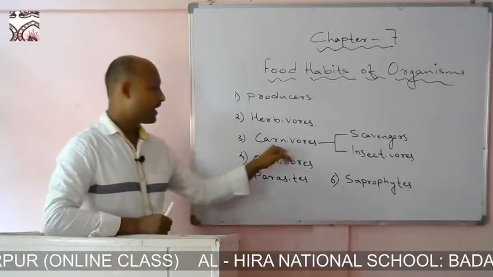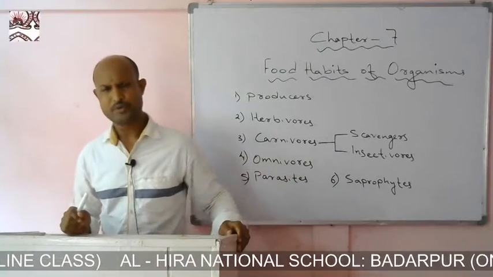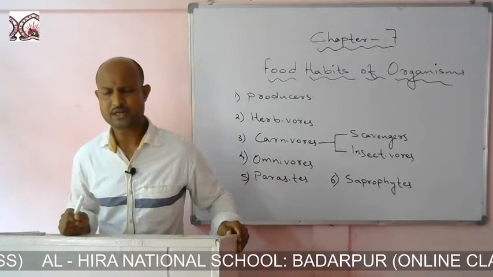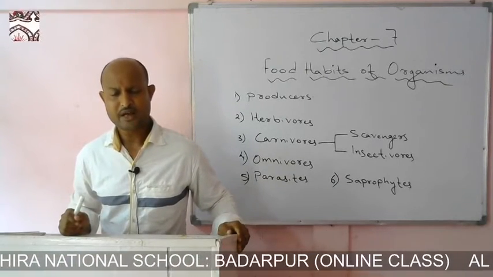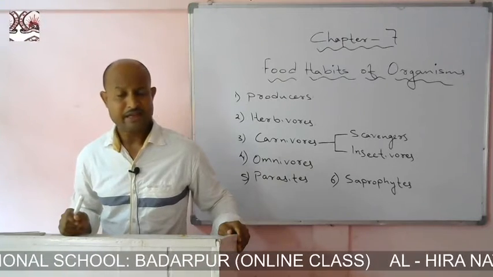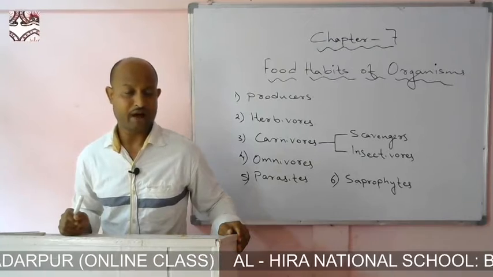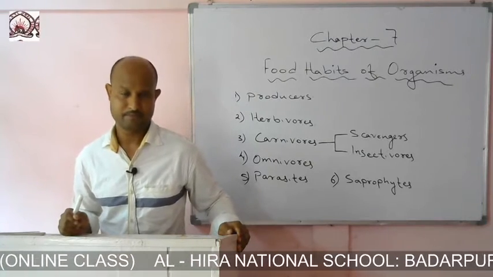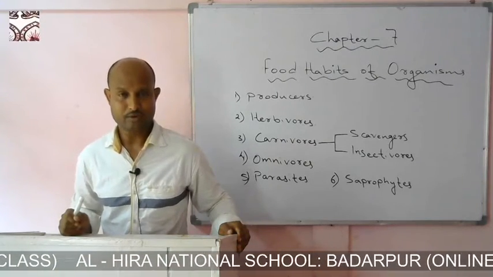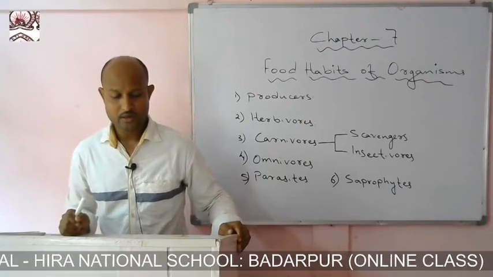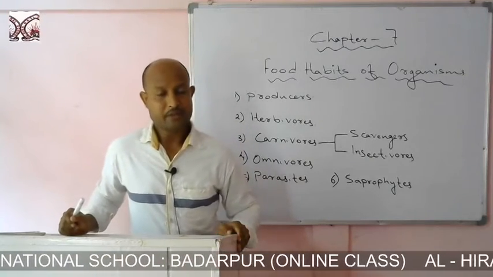Thirdly, we have got the carnivorous group. This carnivorous group includes all those animals that kill other animals and eat their flesh. That means they depend on the flesh of other animals by killing the animal. For example, lions and tigers come under this group.